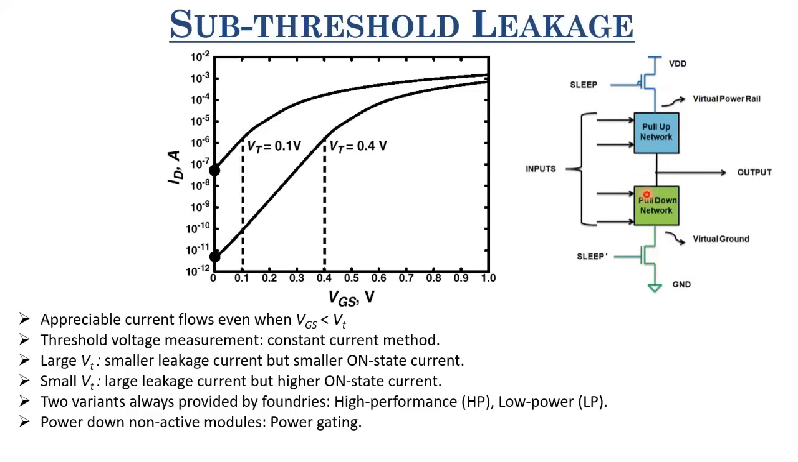Even if this pull-up network and pull-down network are made up of high performance transistors where the leakage current is high, since they are in series with these low power transistors, effectively you can control the leakage current through this, and the leakage current is pretty small. And this kind of system is called power gating.